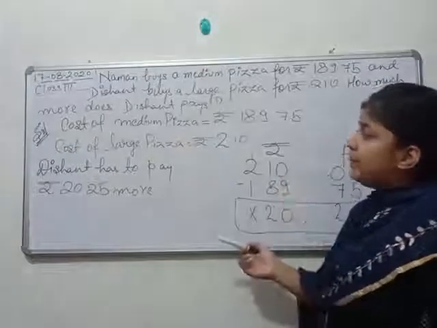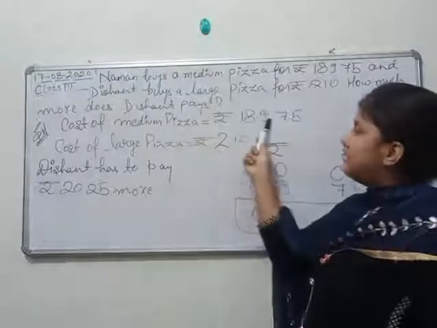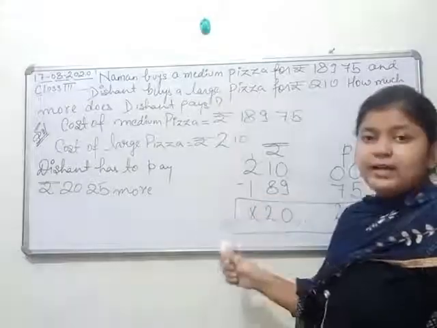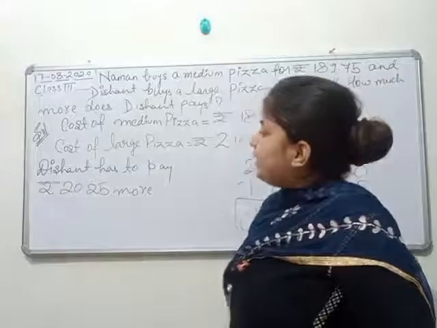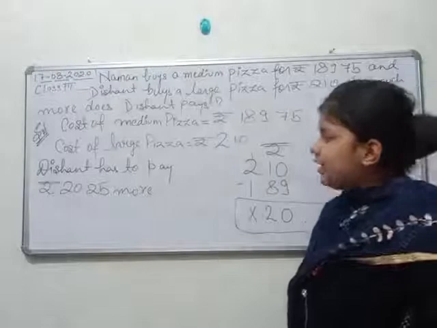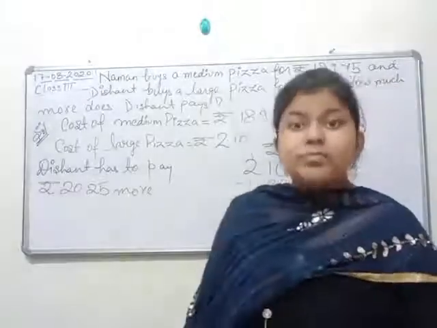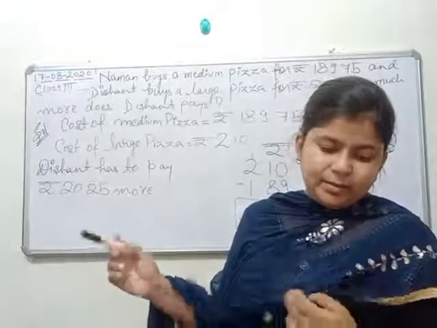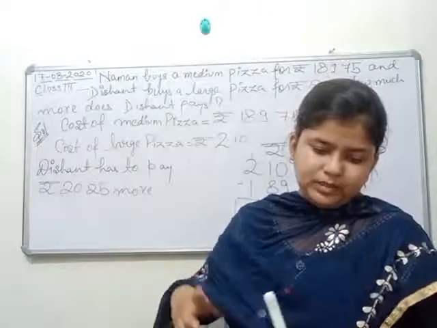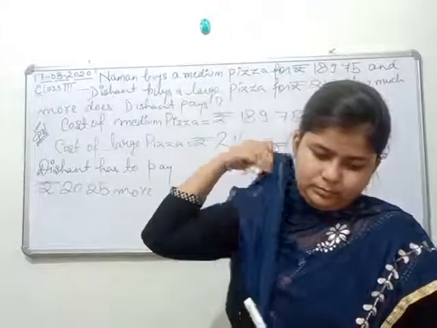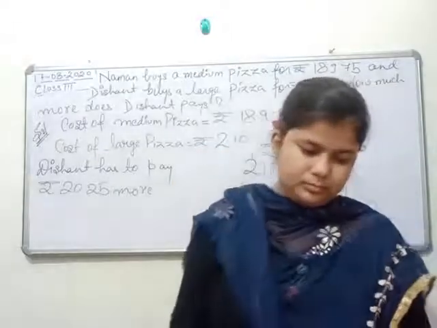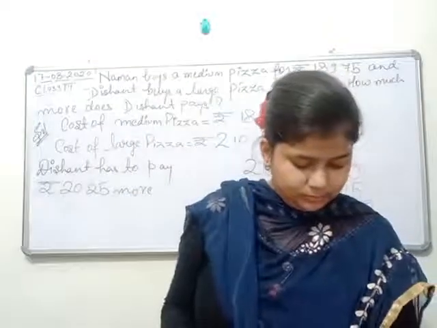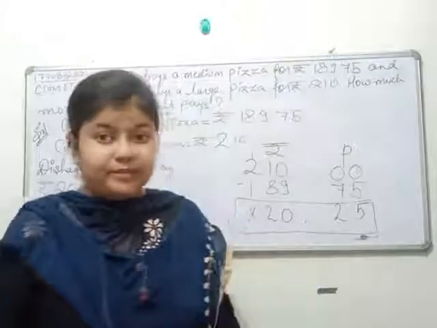So what statement did we write? Cost of medium pizza equals to, cost of large pizza equals to, and then we subtracted, and then we wrote our final statement, that is Dishant has to pay 20 rupees and 25 paise more. Okay. Now moving toward the next question.